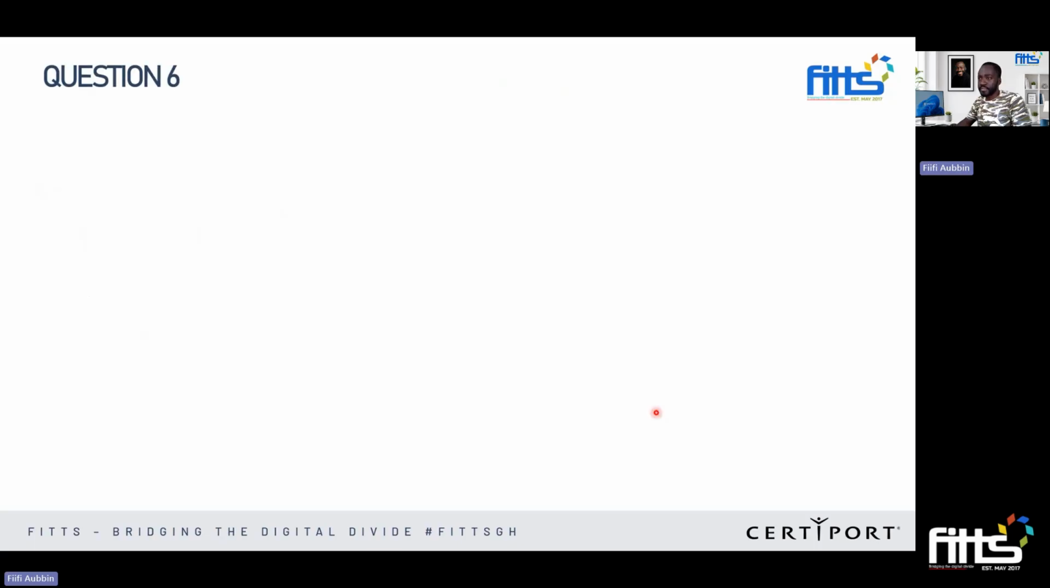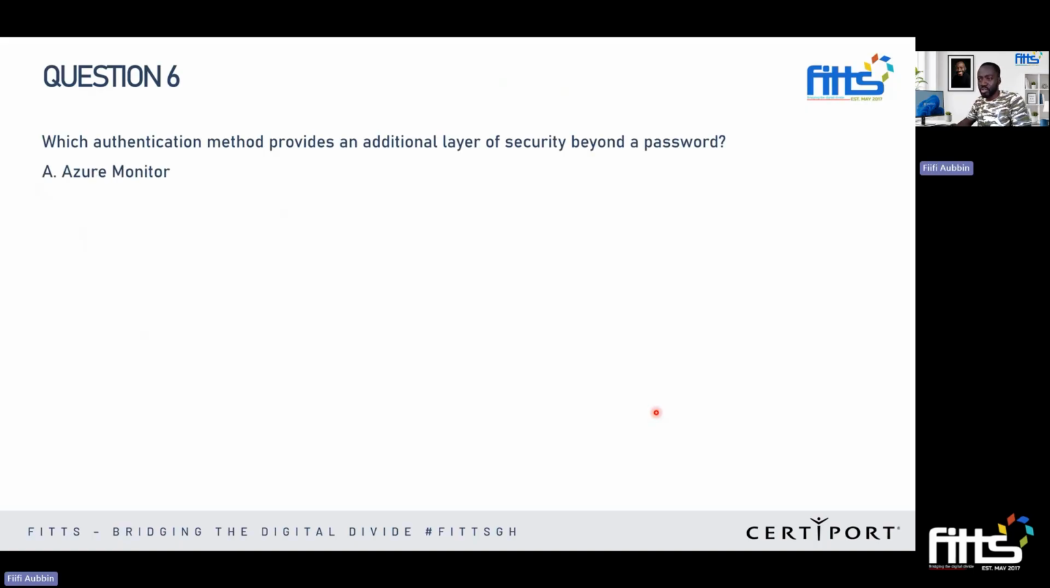Question number 6. Which authentication method provides an additional layer of security beyond the password? Is it Azure Monitor, multi-factor authentication, Azure Policy, Azure Backup.